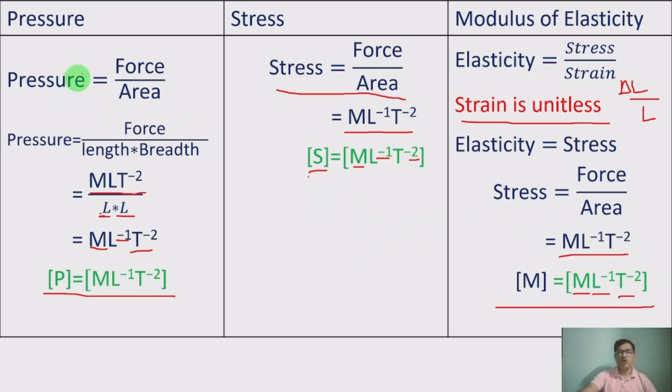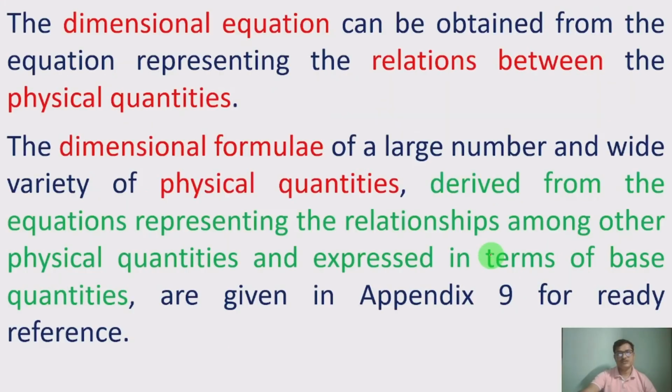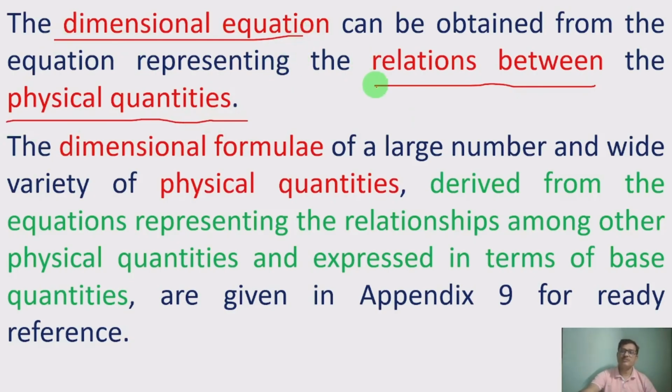We can see here all three physical quantities, pressure, stress, and modulus of elasticity, having the same dimensional equations. Then the dimensional equation can be obtained from the equation representing the relation between the physical quantities. That means it can be obtained by taking the relations between the physical quantities, as we have already taken.